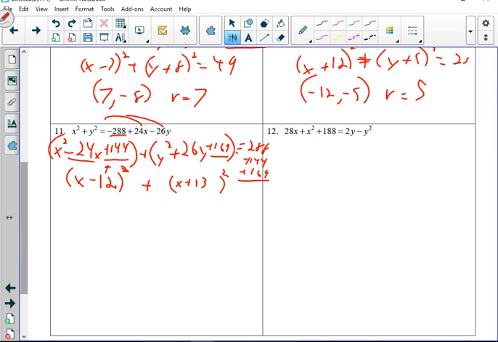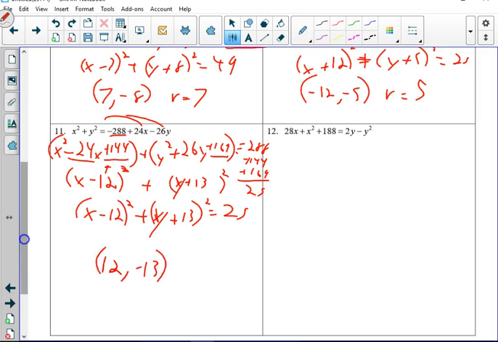If I add all these up, I get 25. So I get x minus 12 squared plus x, sorry, this should be a y. y plus 13 squared equals 25. My center is at 12, negative 13, and my radius is 5.